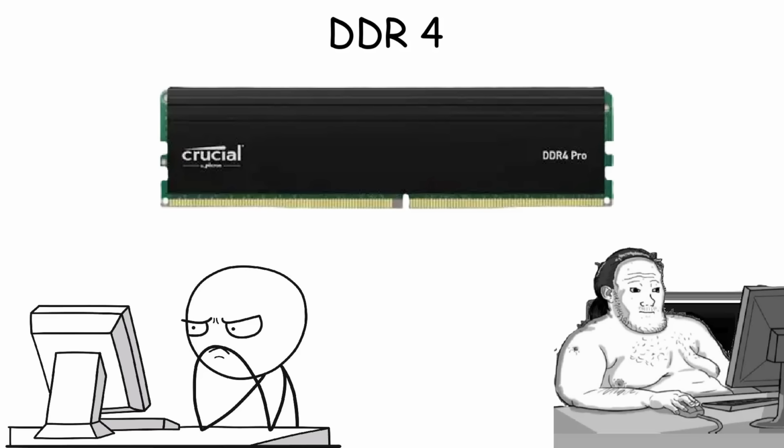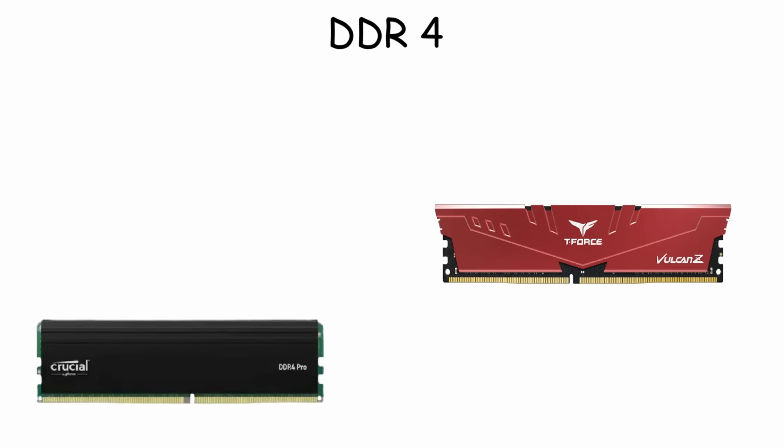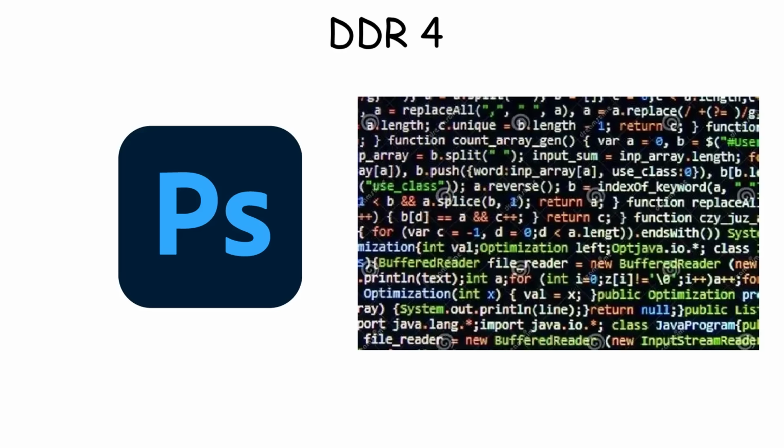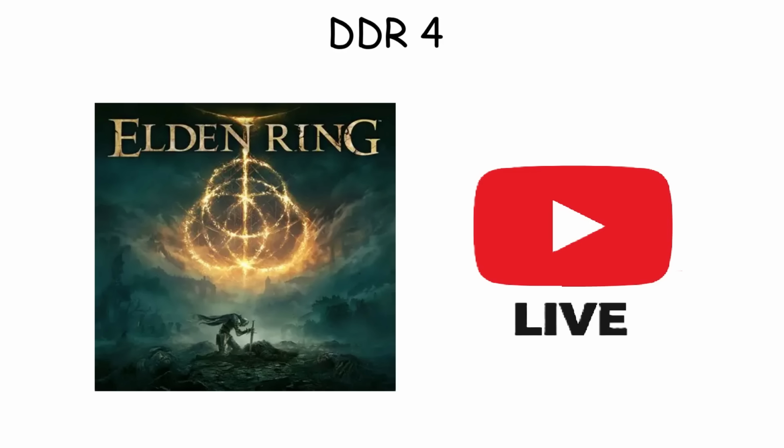DDR4. DDR4 came out in 2014, and it became the current standard for modern computers. It typically runs at speeds from around 2,400 MHz to 3,600 MHz and supports much larger sizes from 8 to 16 gigabytes per stick. This made DDR4 great for video editing, programming, streaming, playing AAA games, and much more.